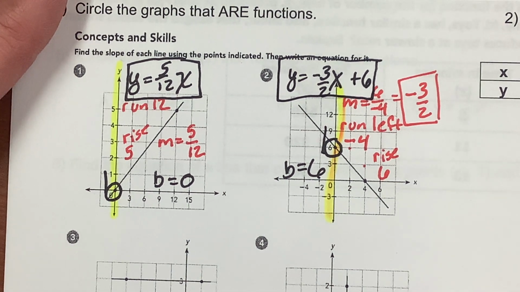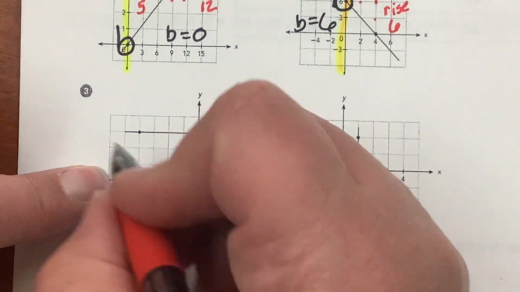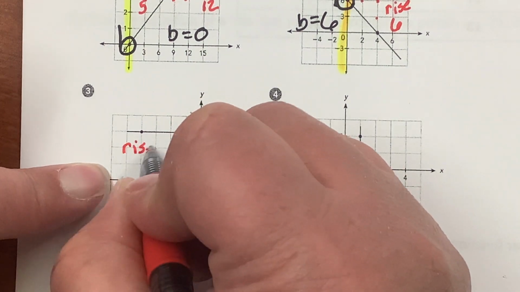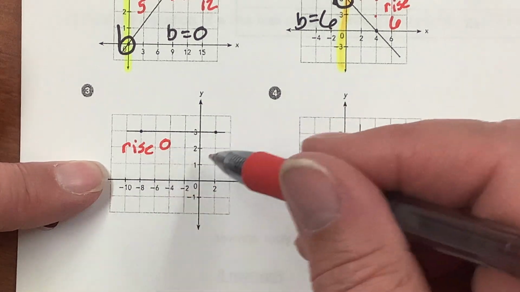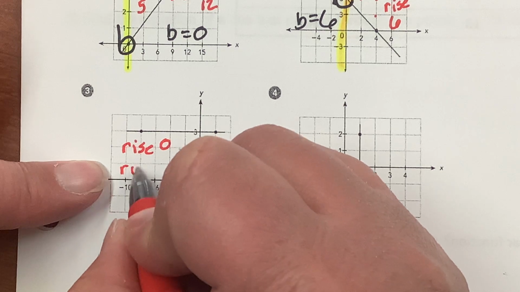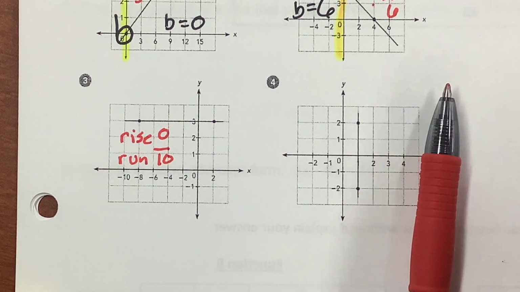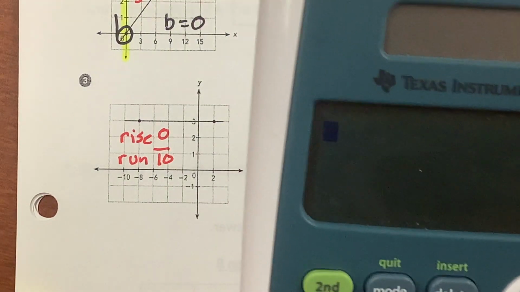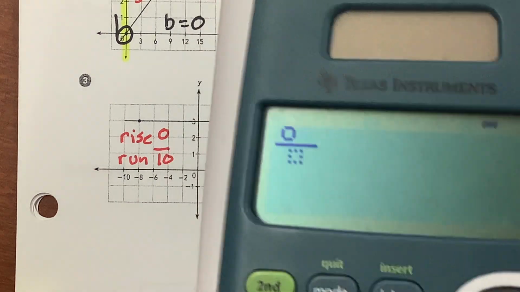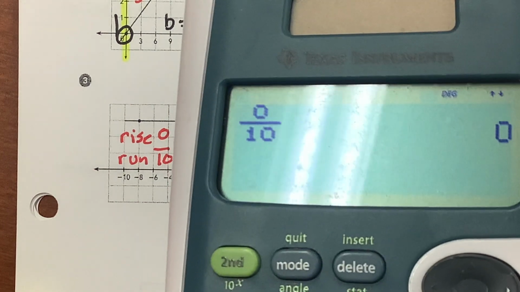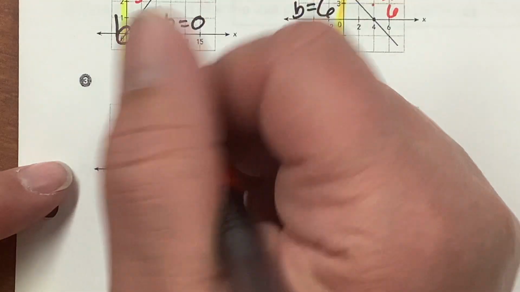And now we get to the interesting ones. This does not have a rise. Rise, 0. Run, let's see, 8, 9. My run here is 10 because my boxes say 10. But it doesn't really matter because look, if I put this in the equation, make an equation out of it, here we go, 0 over 10, the answer is 0. My slope here is 0.